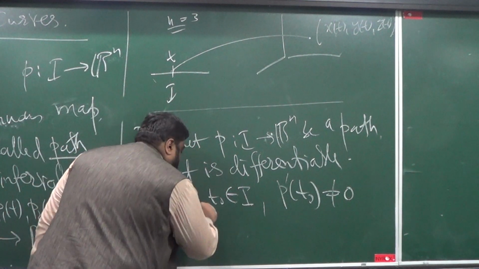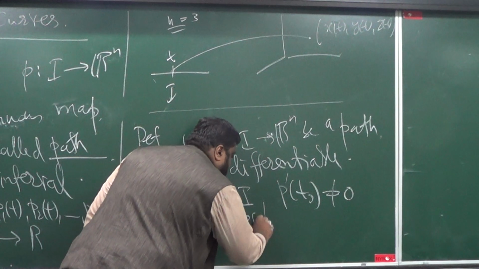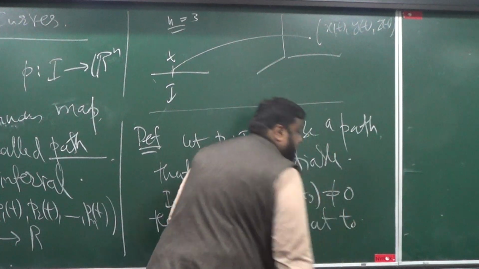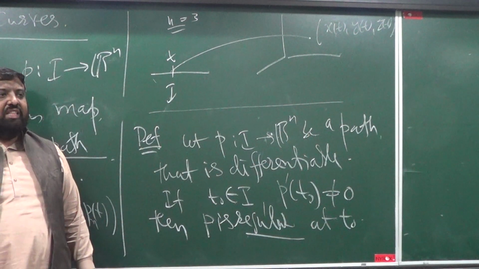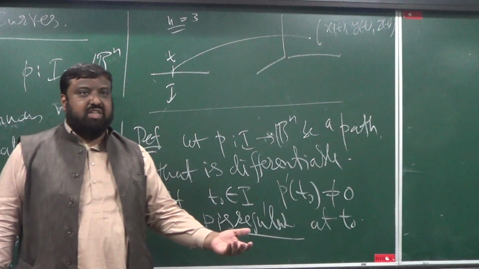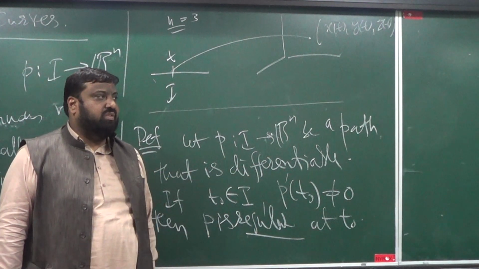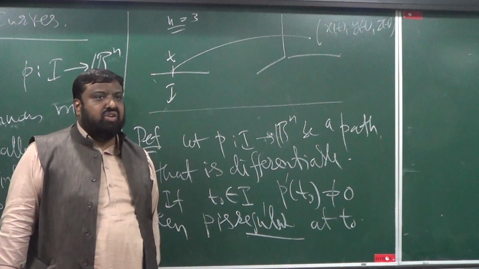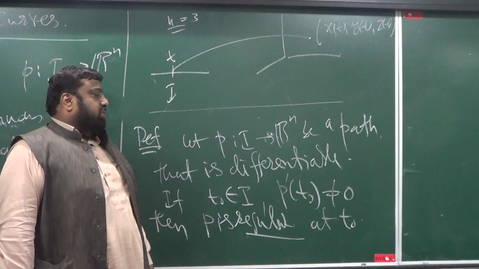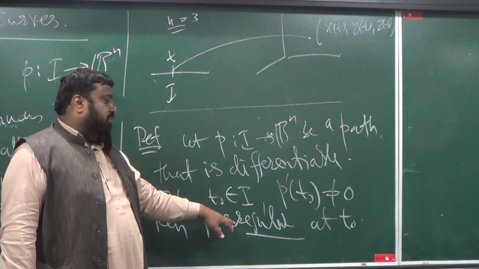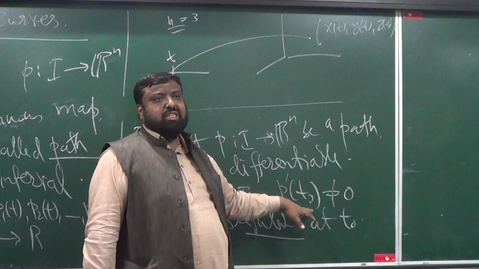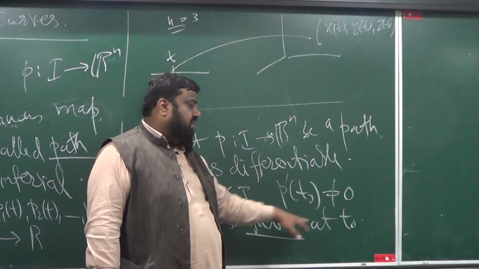Then I'm going to say that P is regular. It's regular at a point t naught. Okay. So what do you mean by the regularity of a curve at a point t naught? That you should be able to compute its velocity at that point. In other words, its derivative with respect to t evaluated at t naught should be non-zero. Okay. So that's a local property. So if you have one point where the velocity, or the derivative of the path, is non-zero, you're going to say it's regular at that point.